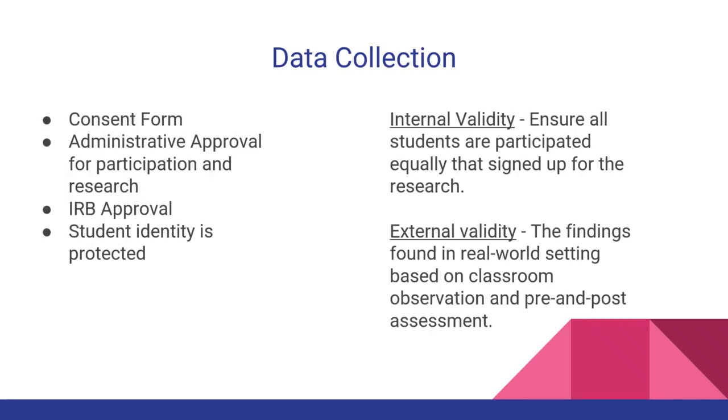Data collection starts with administrative approval for participation in research. The consent form is sent out to the family, with the parents knowing what the research is about as well as the student, and to let them know the student's name and identity are protected. IRB is approval, and student identity is protected as I stated. Internal validity ensures all students are participating equally and are signed up for the research. External validity is the findings found in a real-world setting based on classroom observation and pre- and post-assessment.